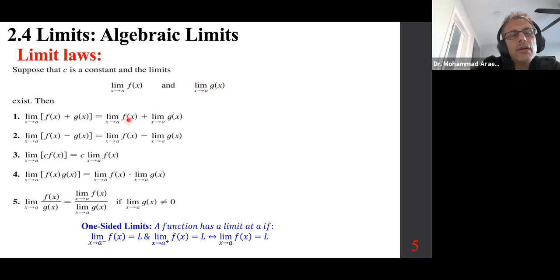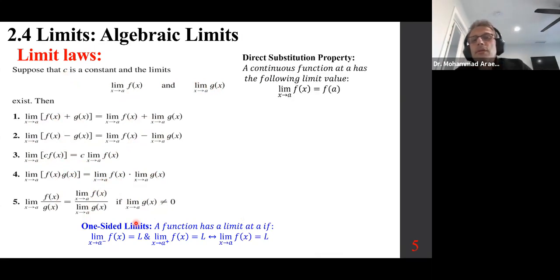The limit of the difference is the difference of the limits. If you have a constant multiple, take it out. If you're multiplying them, do them individually. If you're dividing them, do them individually. The denominator can't be 0. However, we normally do direct substitution. So by definition, the limit of f of x as x approaches a is equal to f of a. That means if the limit is equal to the functional value, the function is continuous at that point.